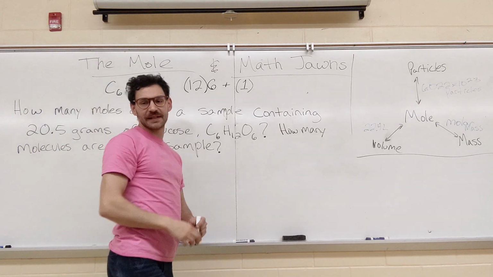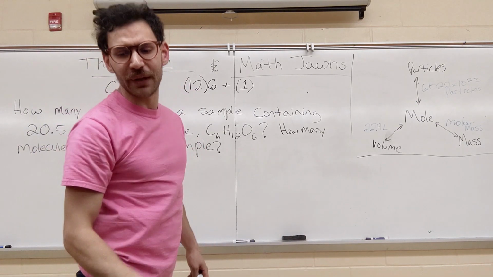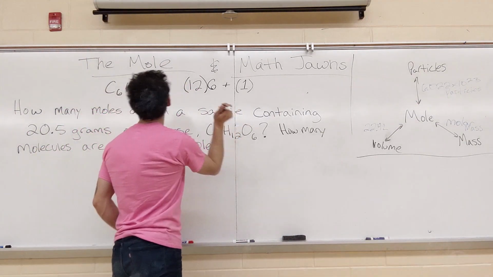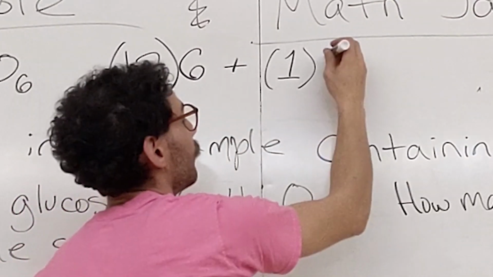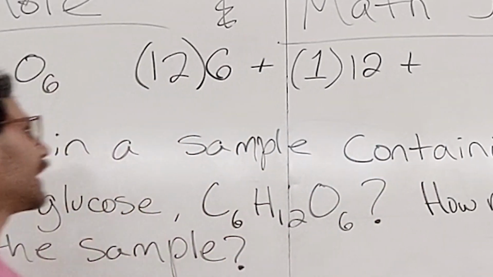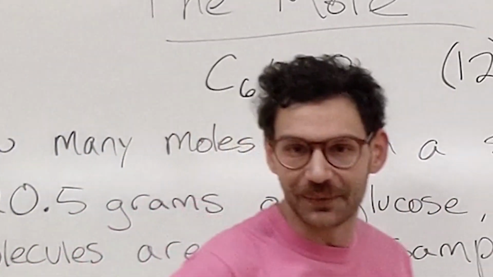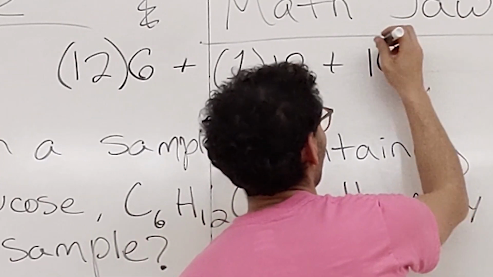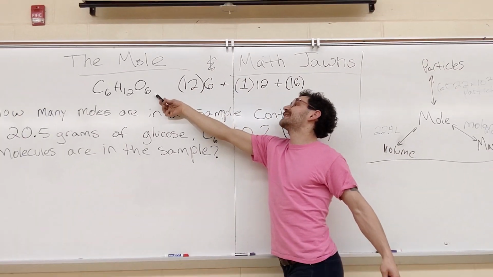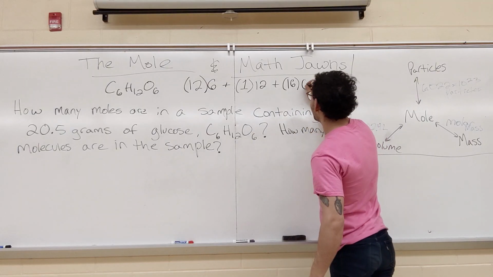There are 12 of these hydrogens in this molecule, so I'm going to multiply that one by 12. And then, who else is in here? Oxygen. Well, oxygen has an atomic mass of approximately 16, and there are exactly 6 of those oxygens. And so I'm going to multiply the 16 by 6.